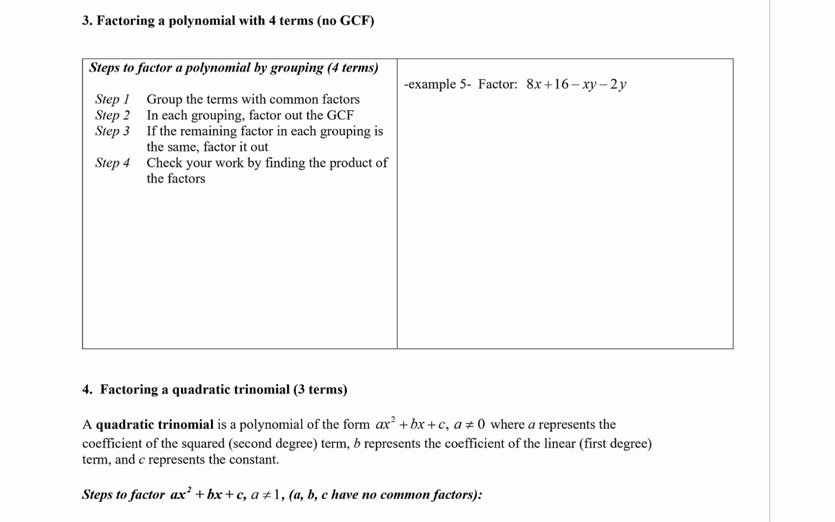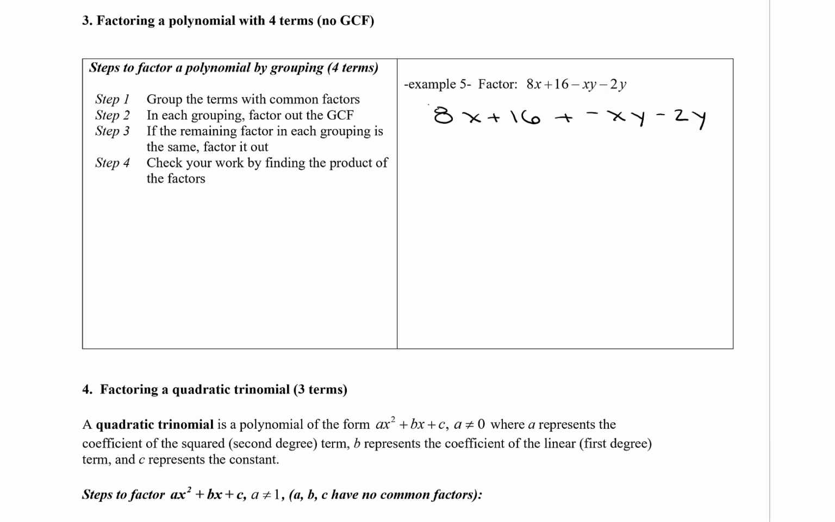Example 5, factor 8x plus 16 minus xy minus 2y. I'm going to start off by rewriting that middle minus sign as plus a negative, because you want to be very careful when you have a minus sign in the middle when you have 4 terms, because if you aren't, you might accidentally make it look like you factored out a negative when you didn't. So I'm going to write here 8x plus 16 plus negative xy minus 2y.